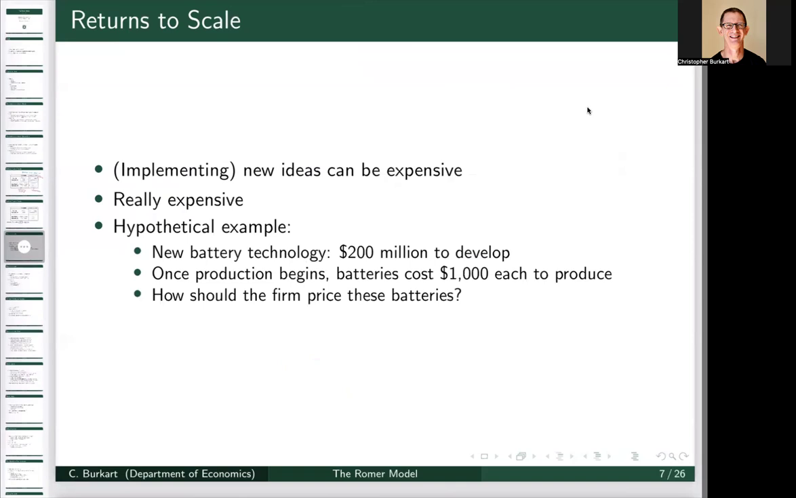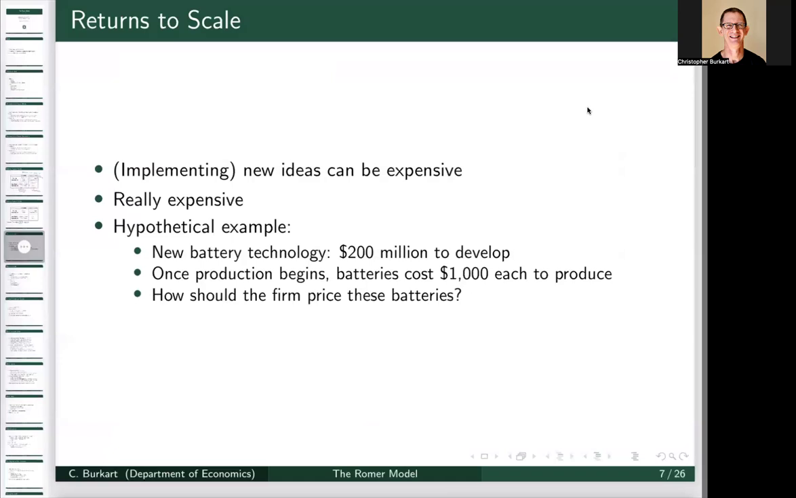Just think about, I've just made up some basic numbers here. So we have some new battery technology that costs $200 million to develop. I'm thinking something like EV batteries. The batteries cost $1,000 each to produce. How should the firm price the batteries? Well, let's think about that for a minute. Maybe you want to even pause the video here and think about how you want to price this.